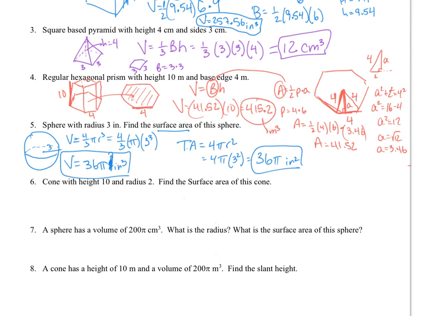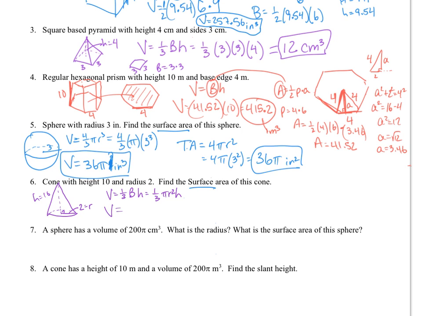For number 6, we have a cone with a height of 10 and a radius of 2. And we also want to find the surface area of this cone. So we've got this cone, and the height is 10, so h is 10, and the radius right in here is 2. The volume of a cone is 1/3 the area of the base times the height, 1/3 pi r squared h.